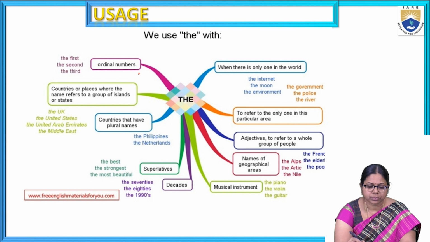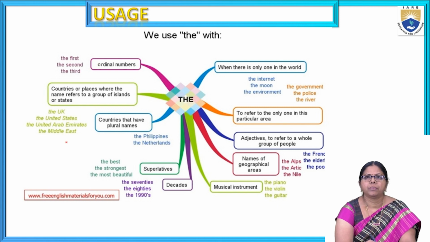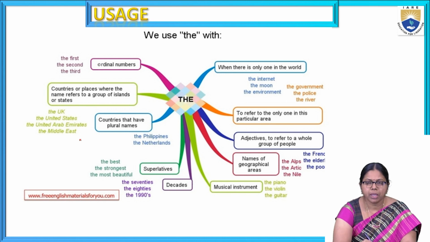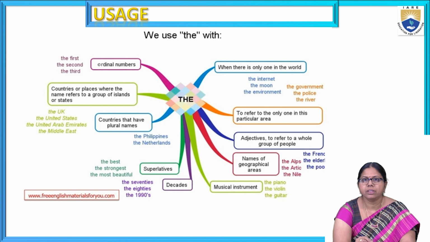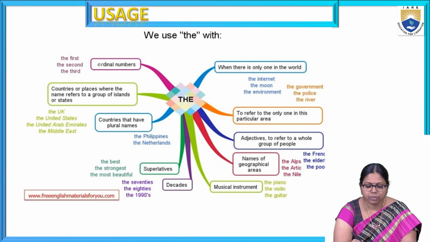Next, we use the article before countries or places where the name refers to a group of islands or states. For example, the UK, the United States of America, the United Kingdom, the United Arab Emirates. When you are referring to the name of a country which has a group of states or a group of islands, we use the before the name of the country, as in the examples the United States, the United Arab Emirates.